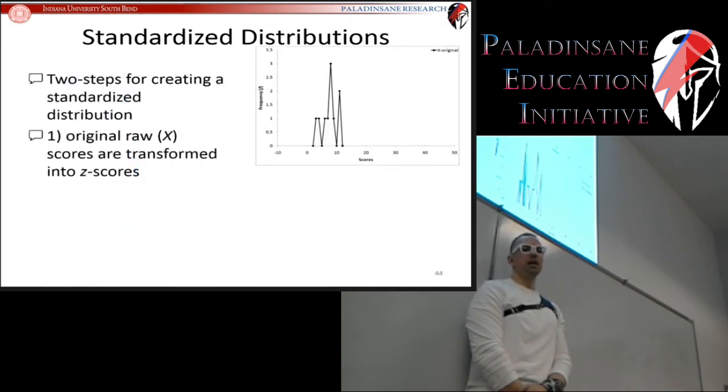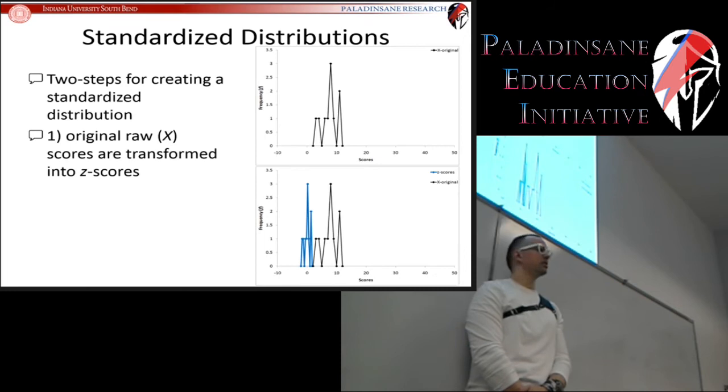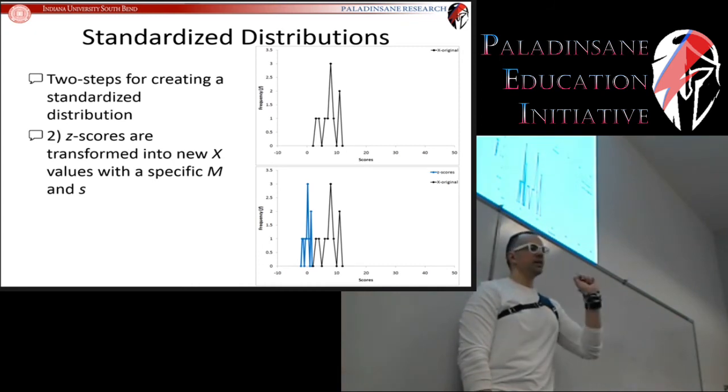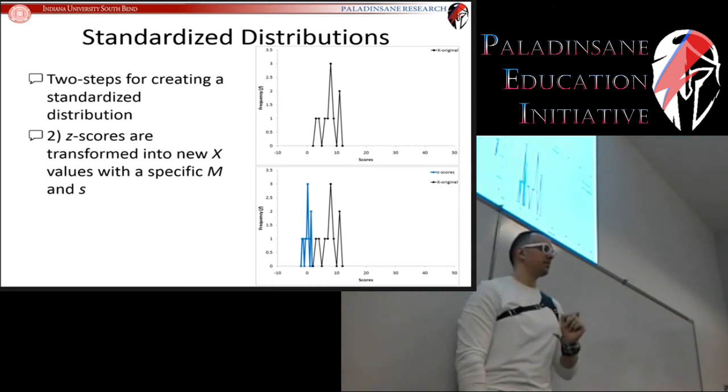What you do next is you take those z-scores and you transform them into new values. And this is the important part not to forget. They're going to have a specific mean and a specific standard deviation, and you need to be told, or you need to decide, what that mean is going to be and what that standard deviation is going to be.